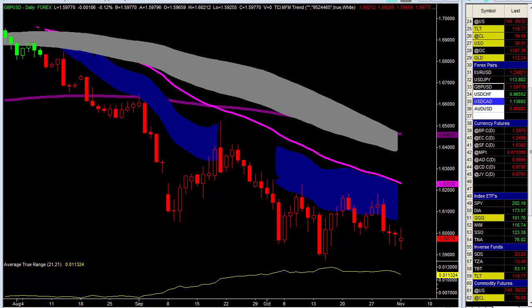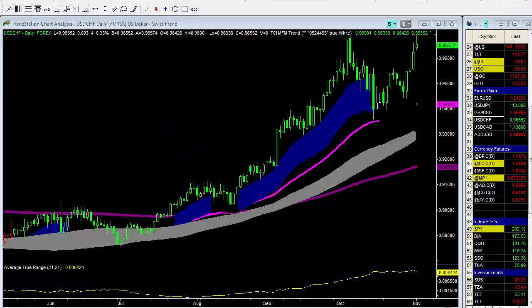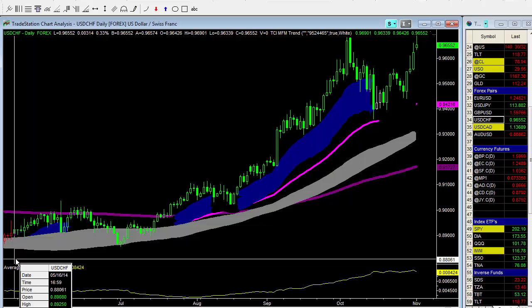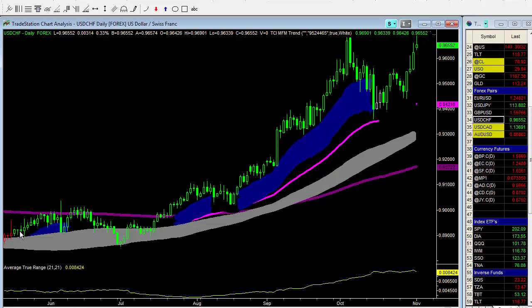Let's go on to the fourth currency. All right, the fourth currency pair I want to talk about is the US dollar Swiss franc. You can see right in here as it turned from red to green right in here. And let me give you an exact date for that. You should have only been trading on the long side. That was on May 16th is when they turned green and the trend was up.